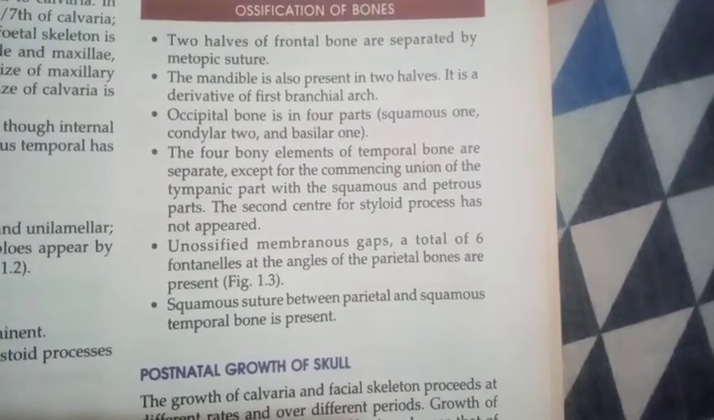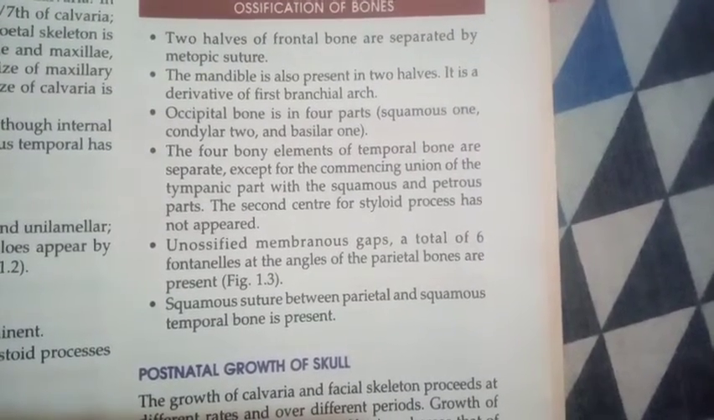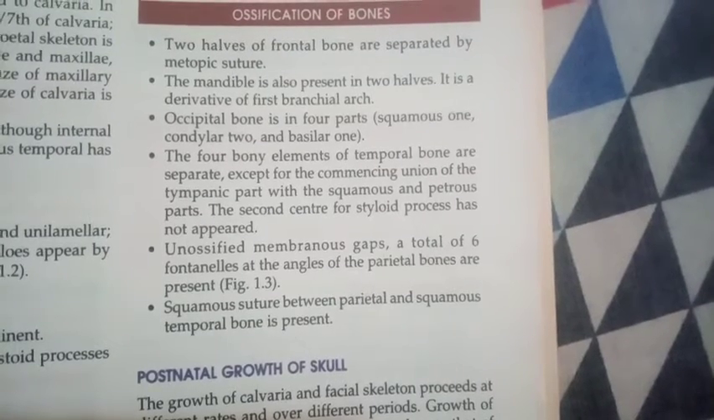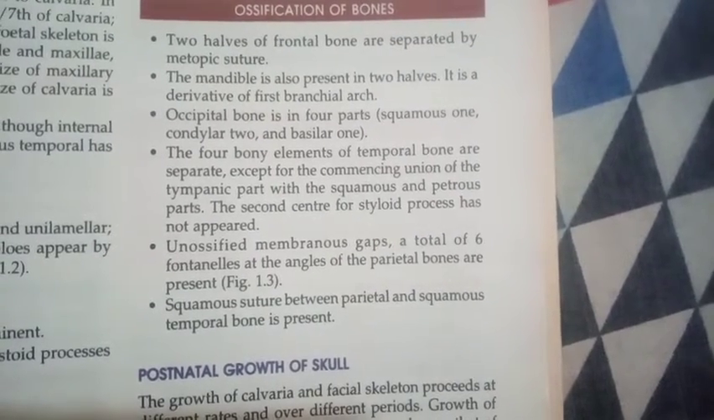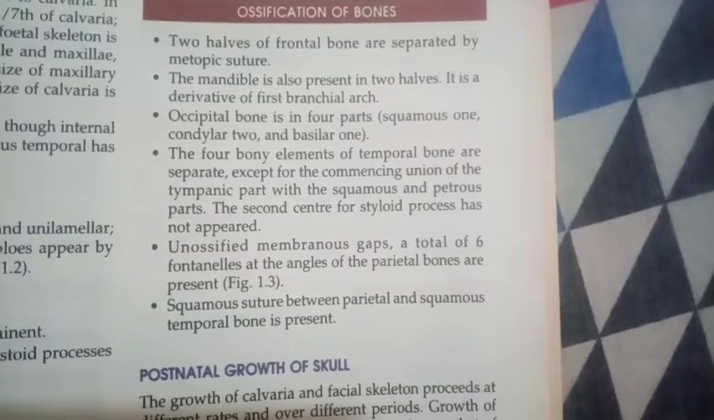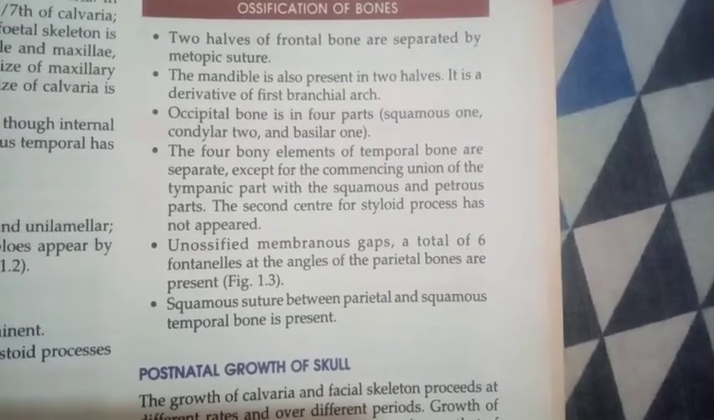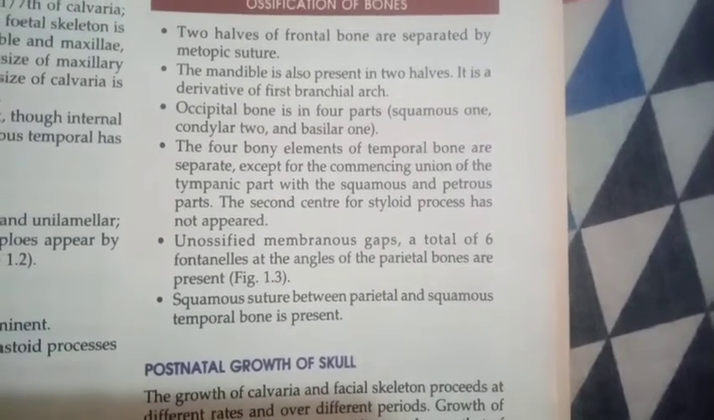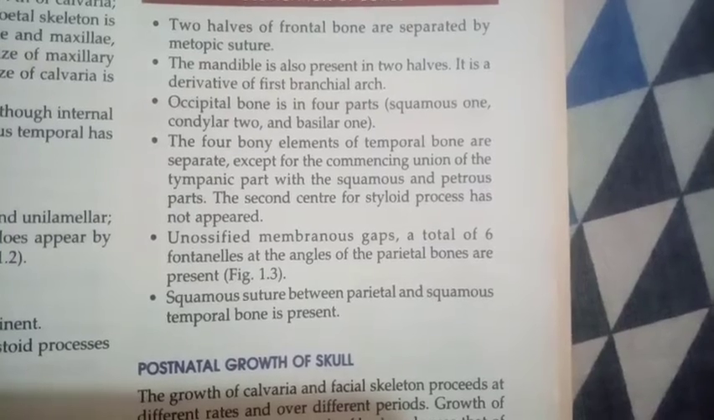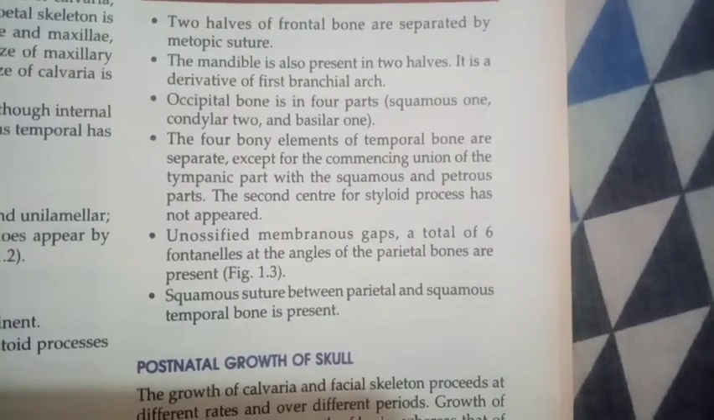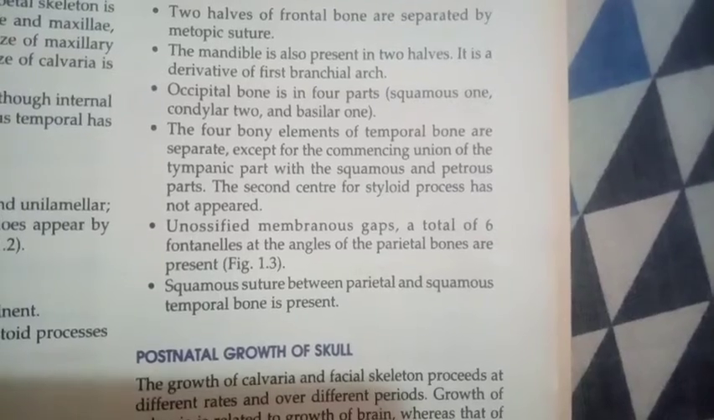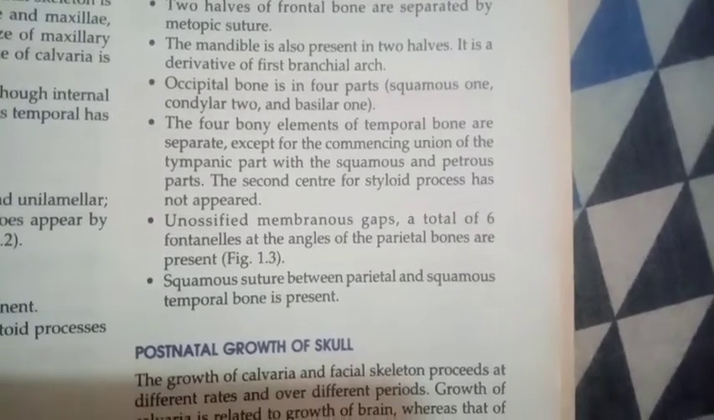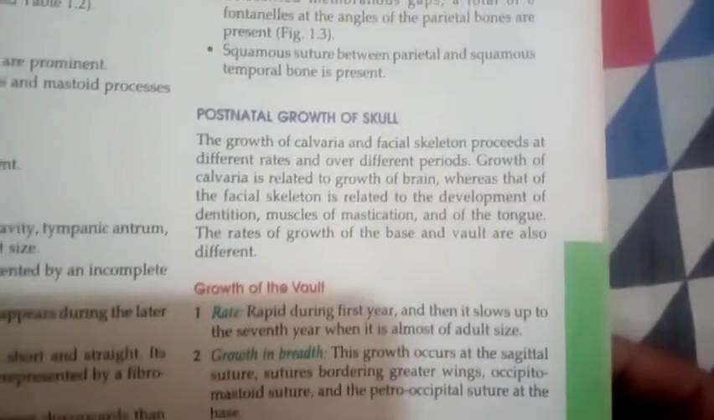The four bony elements of the temporal bone are separate except for commencing union of the tympanic part with the squamous and petrous parts. The second center for the styloid process has not appeared. On ossified membranous gaps, a total of 6 fontanelles are present, including the one at the angle of the parietal bone. Squamous suture between the parietal and the squamous temporal bone is present.